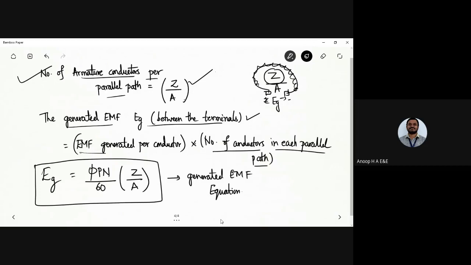So I have this as the EMF generated per conductor. Now if I multiply it by the number of conductors in each parallel path, I find the generated EMF, which is ΦPN divided by 60, into Z by A volts.